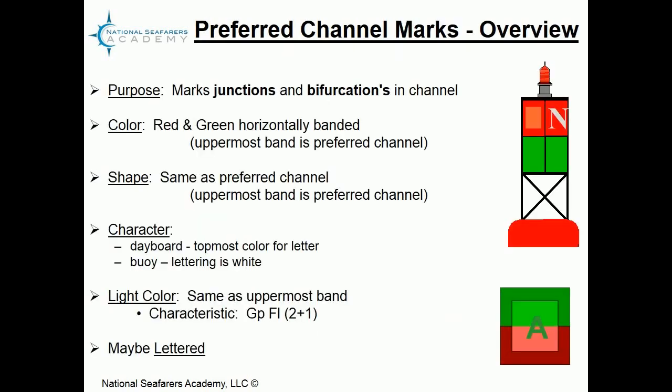Preferred channel marks have the following characteristics. Colors are red and green horizontally banded. The uppermost band designates the preferred channel. Shapes are can or nun-shaped. The shape designates the preferred channel.